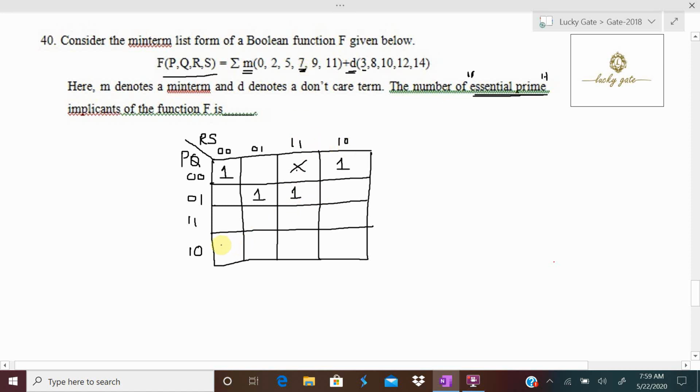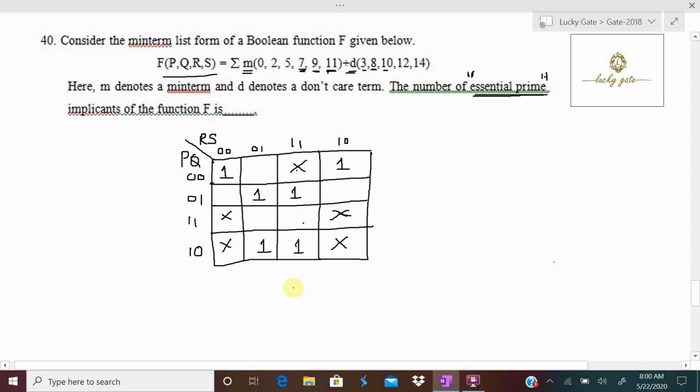Next, 8 is a don't care, and this is 9, and 9 is a minterm, represented with 1. And 10 is this one, but 10 is a don't care. Then this is 11, and 11 is a minterm, marked 1. Then 12 is a don't care. And this is 13, and this is 14, a don't care. And 15 is not there in either minterms or don't cares.